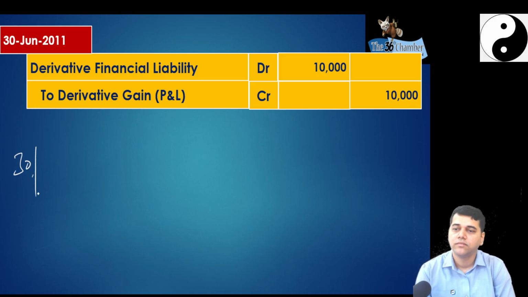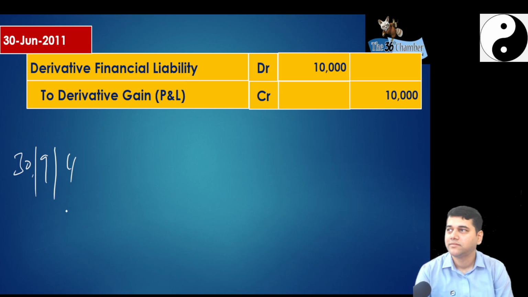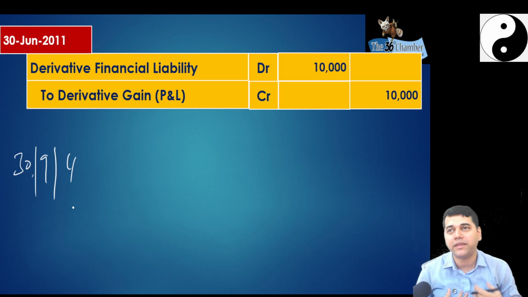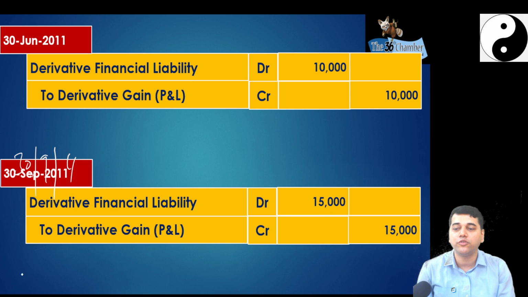September. Yes, Vishnu Priya, what is the entry? Vidya? 30th September. No entry. Its fair value again became 0. Then what about that one liability sitting in your books already? Out of 25, 10 you have written off. 15 also gone. That means no profit, no loss for me. I'm very happy. So you'll pass one more entry, derivative liability to gain. This is the difference between this question and the previous question.